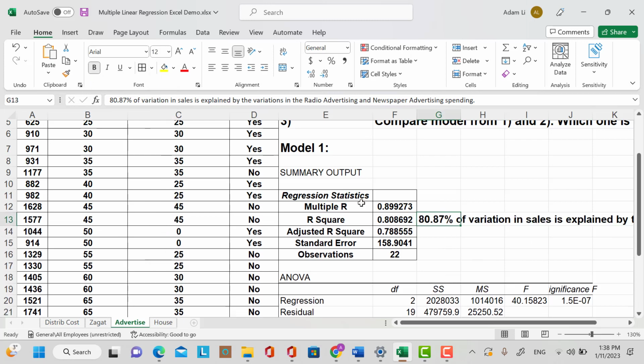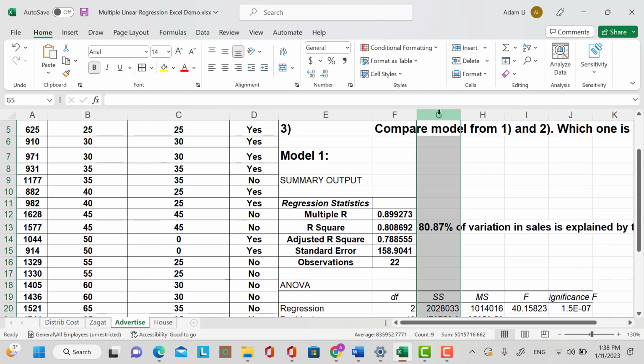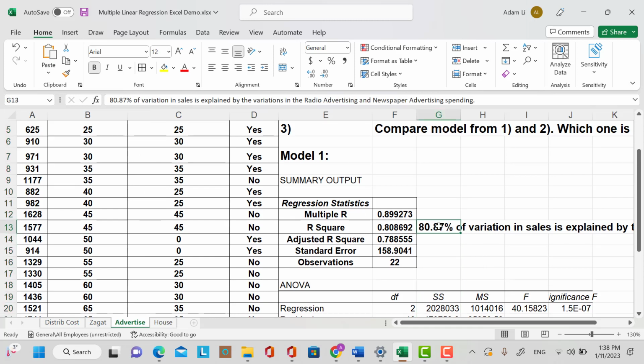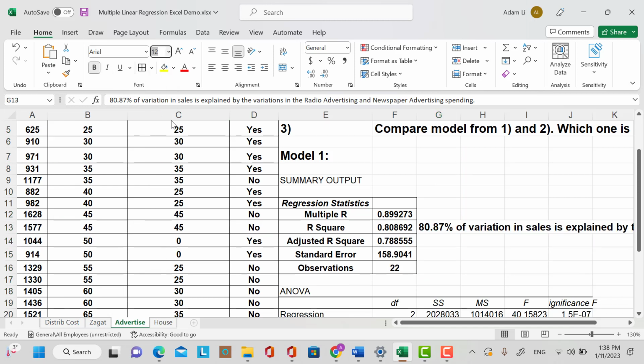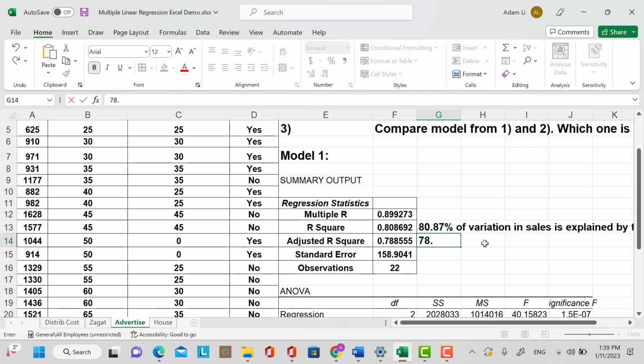Also, we're going to learn how to interpret adjusted R squared. Here the adjusted R squared is slightly smaller than the R squared, so it will be 78. If you want to run this to 4 decimal places, that's okay, so it'll be 78.86% of the variation.